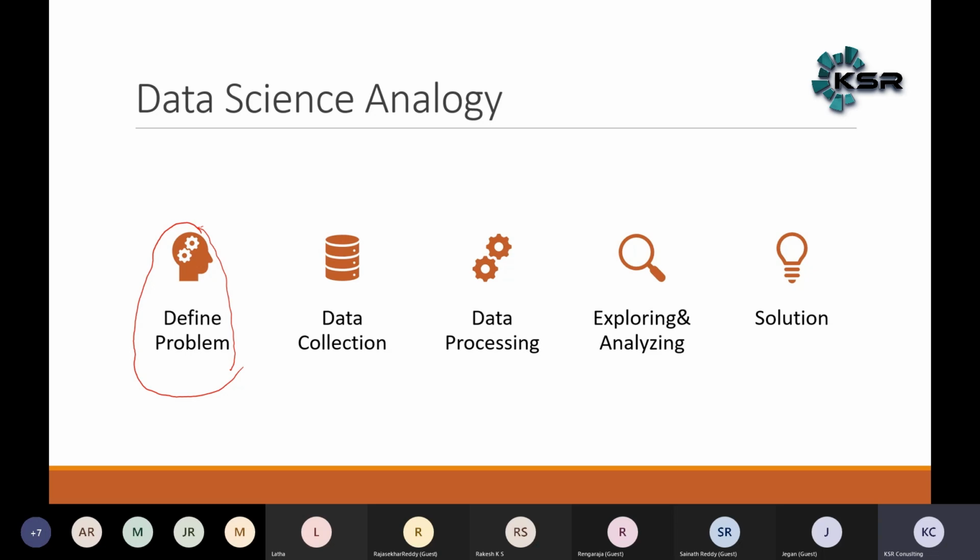So our goal is very important. We need to first of all define the problem. What problem are we going to solve here? So let's try to understand. Once you are clear about the objective, in order to solve this objective, what do we require? We require the data.